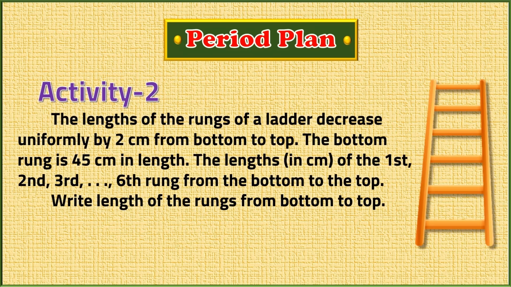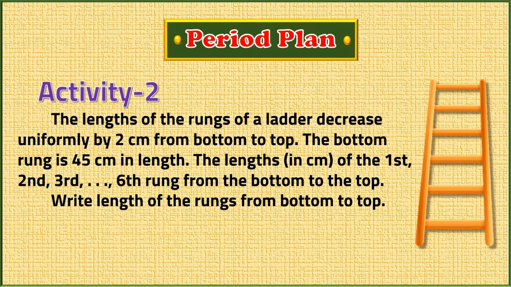Let us look at activity 2. The lengths of the rungs of a ladder decrease uniformly by 2 cm from bottom to top. The bottom rung is 45 cm in length. Find the lengths in centimeters of the first, second, third up to the 6th rung from the bottom to the top. Friends, we have to observe and remember the conditions: decrease uniformly by 2 centimeters, and from bottom to top, not top to bottom, bottom to top.